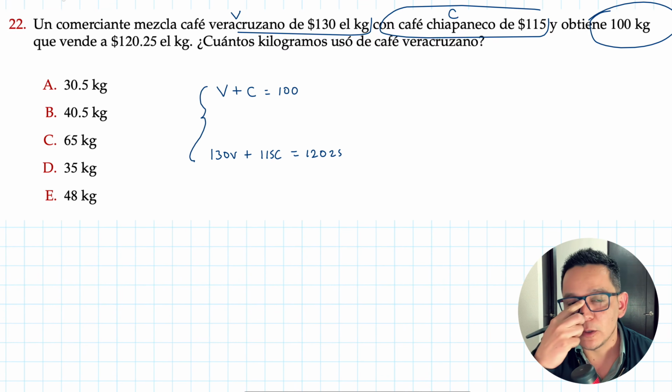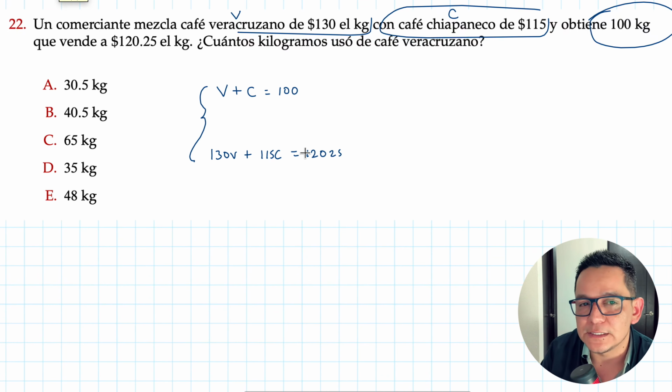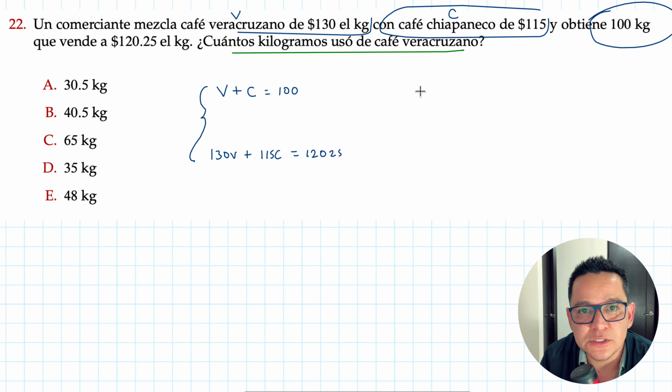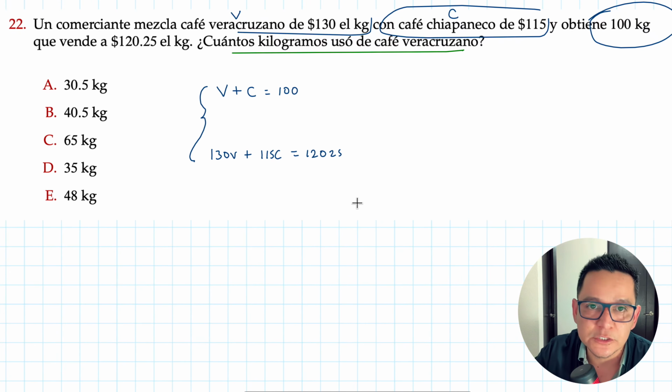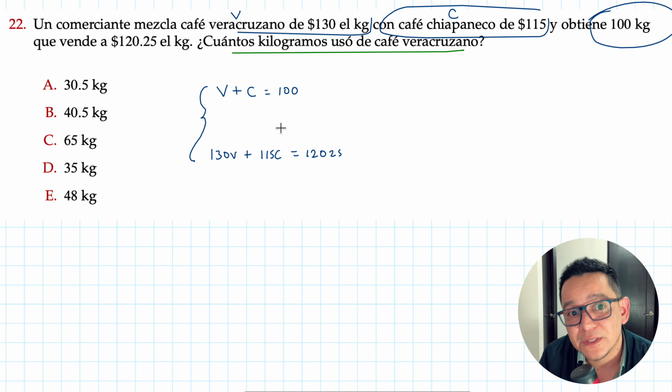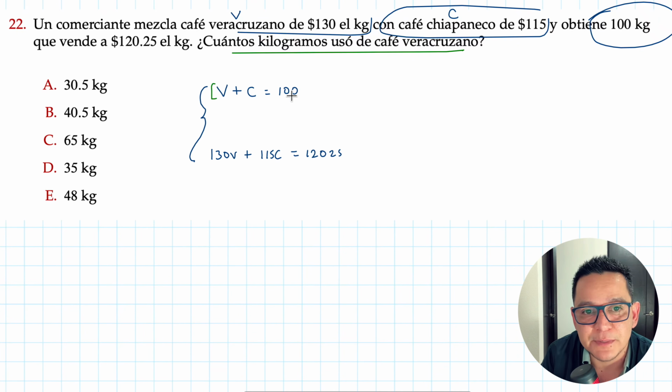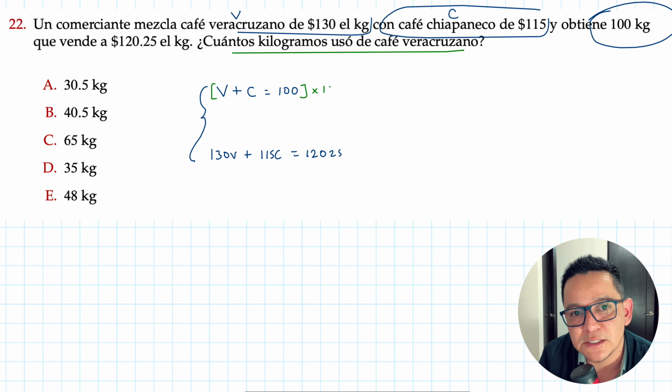And as for how to solve it, I think it's pretty simple. For example, I just want to know how many kilograms of Veracruz coffee I use. I mean, I want to know the value of V. So if I want to know the value of V, using the elimination method, I would have to eliminate C. And to be able to eliminate C, what if we multiply the first equation by 115, or by negative 115 if you want, but I'll just make it positive, so by 115.